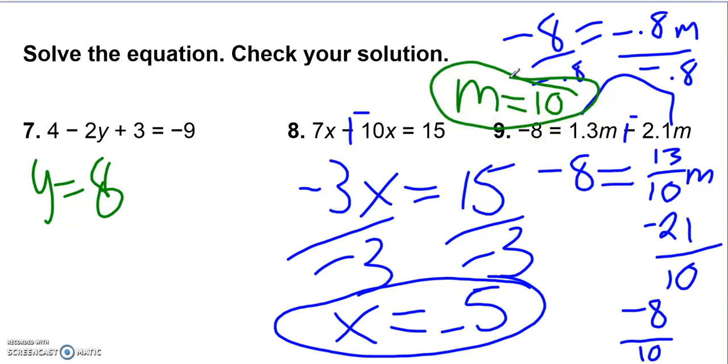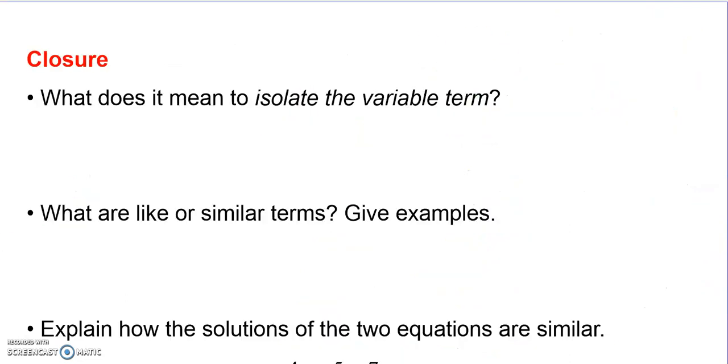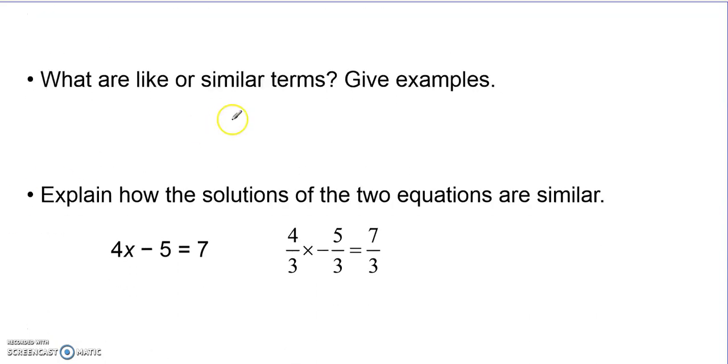10. Okay. So now we have some closure here. So what does it mean to isolate the variable term? So to isolate the variable, we want to get the variable by itself. So when we have our okay friend and our best friend, eventually they have to go home and we have to be by ourselves. So to isolate it means to get it alone on one side of the equation, okay? And then what are like or similar terms? Like terms are ones that both have x's, or they're both constants, okay? So give a couple examples of that.